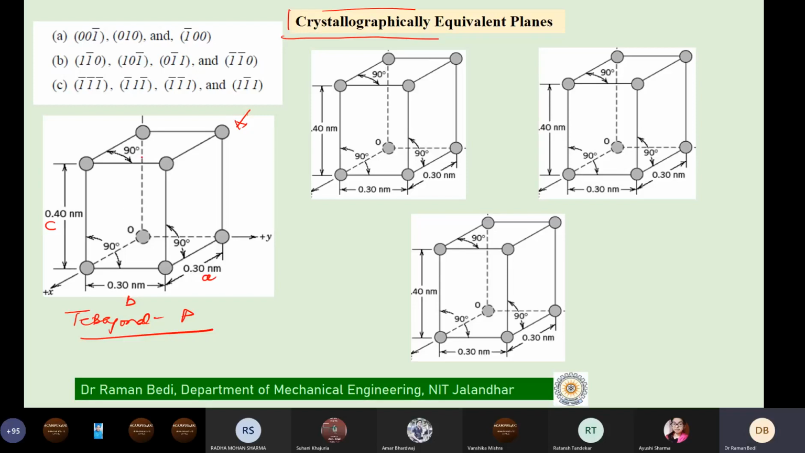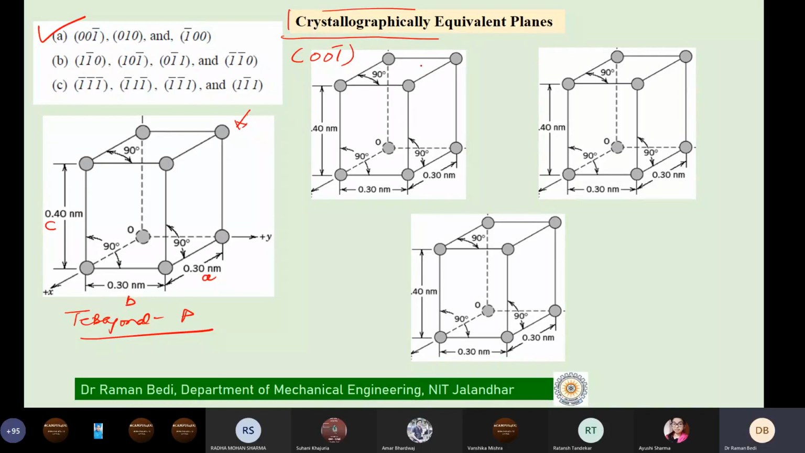There are three parts of this question, and we'll do it in separate slides. The first one is part A, which says that out of these three planes, 0 0 1 bar, 0 1 0, and 1 bar 0 0, which are crystallographically equivalent. So the first step is to draw these planes, and then we will understand whether they are equivalent or not, then we'll apply some logic and the definition of crystallographically equivalent planes. So we start with the 0 0 1 bar plane, which we will try to draw in this first unit cell shown here.